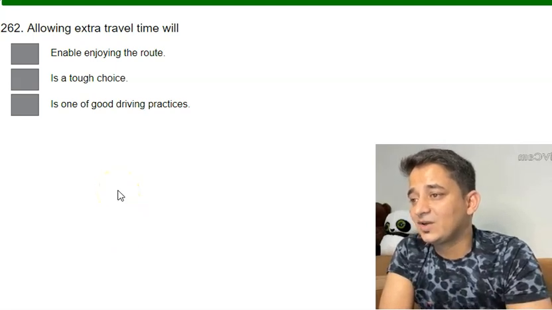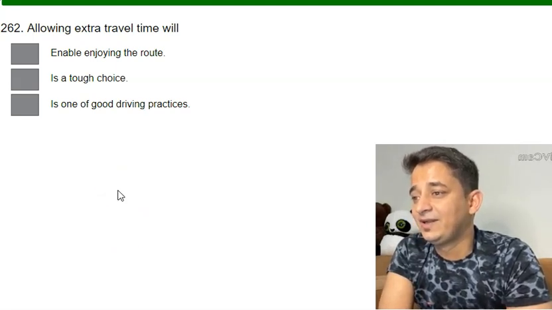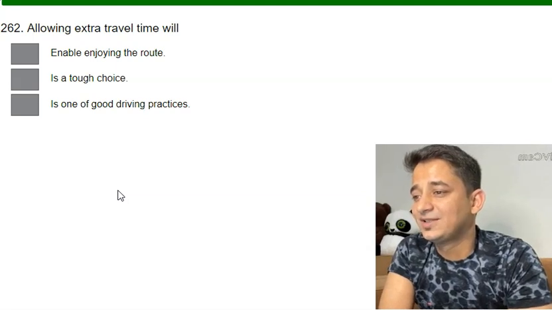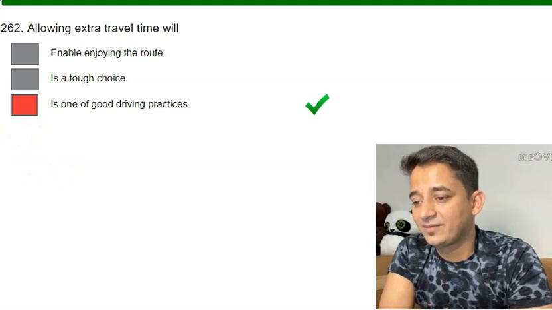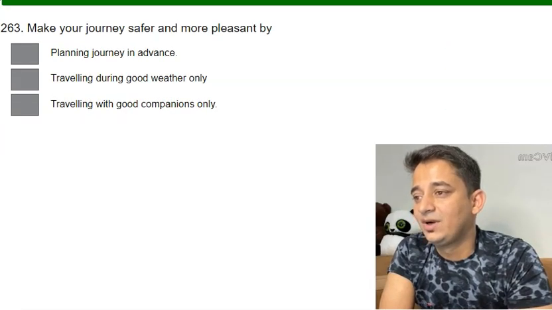The next question is, allowing extra travel time will enable you to enjoy the route. Is that choice a good driving practice? It's a good driving practice. Make your journey safer and more pleasant by planning the journey in advance, traveling during good weather conditions, traveling with a good companion only. Planning your journey in advance.